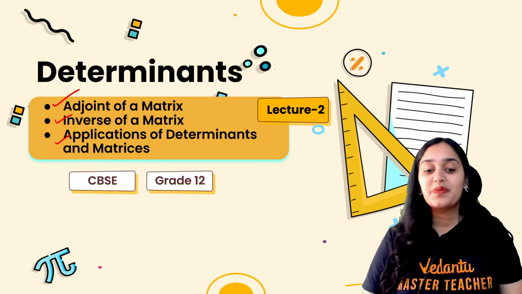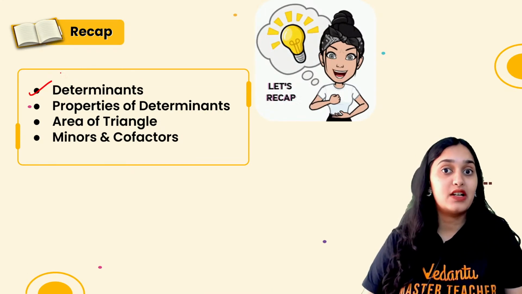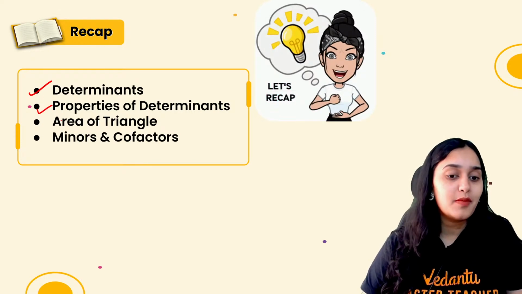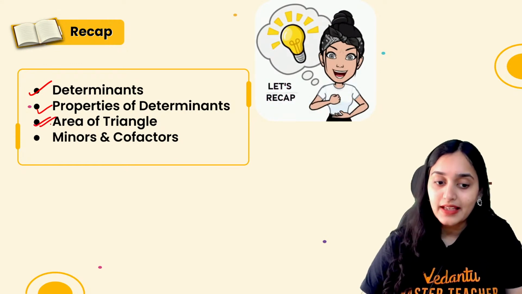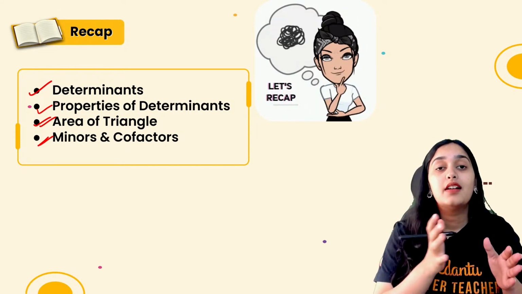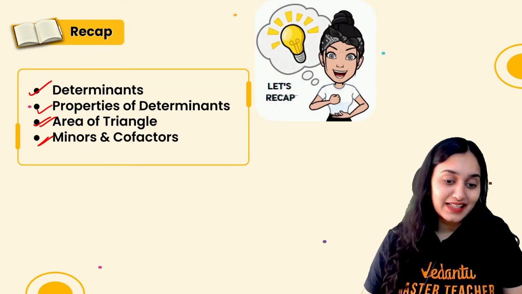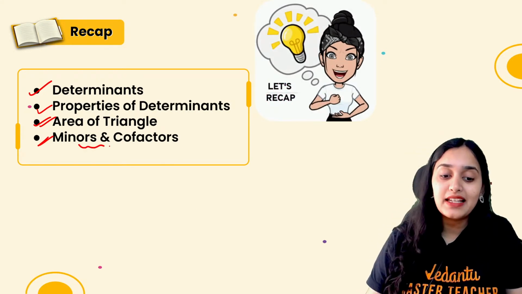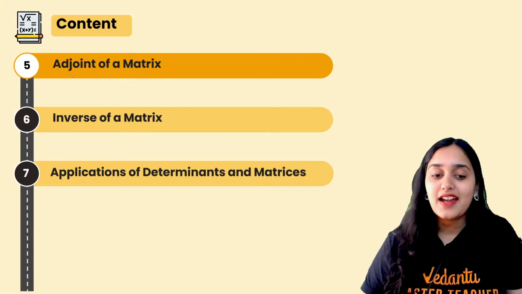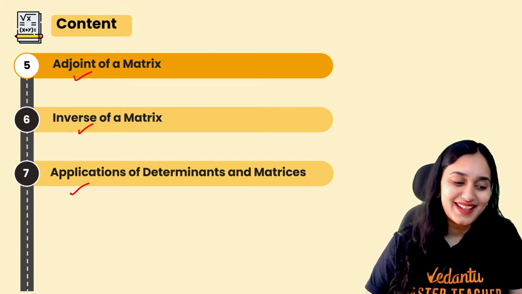Alright. So in yesterday's class, we basically learned what are determinants, why do we use them, what are their special properties, how do we apply determinants in finding area of a triangle, and what are minors and cofactors of an element inside a matrix, right? Now today's class you are basically going to learn the application of minors and cofactors in finding adjoint of a matrix, inverse of a matrix and some other application as well.